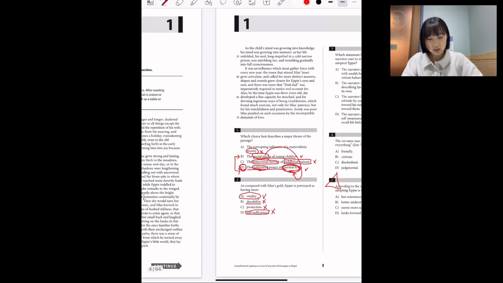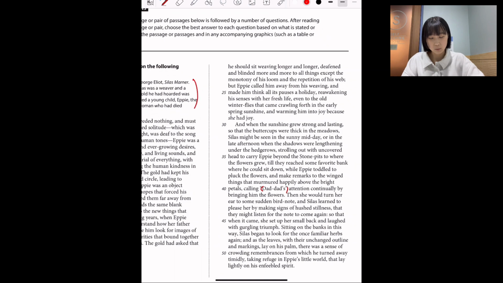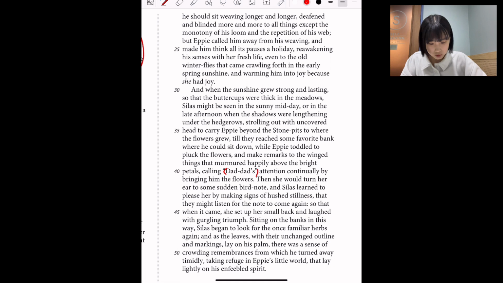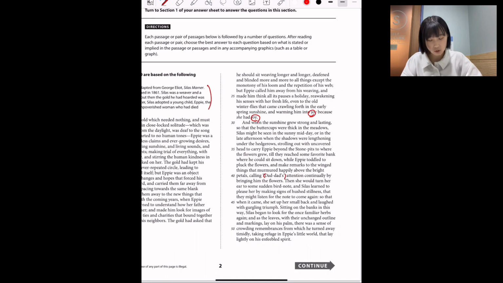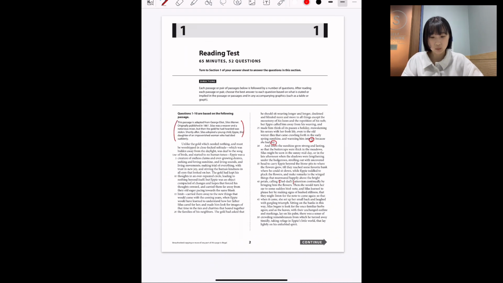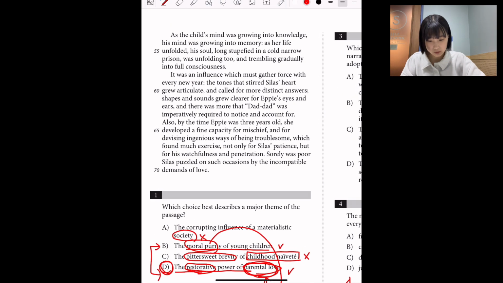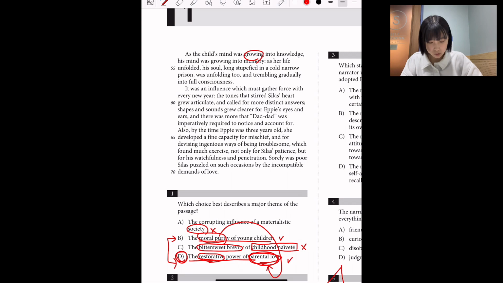Vitality, if we look back in the passage, there are lots of connotations of vitality when describing Epi. I'm just going to look at it off the top of my head. Like joy, it's also a sign of vitality, and here there are lots of environmental or nature references when talking about Epi as well. So that's also a sign of vitality, and his mind is growing into memory as a child's mind is growing into knowledge, growing again. And I'm sure there's a better example here.